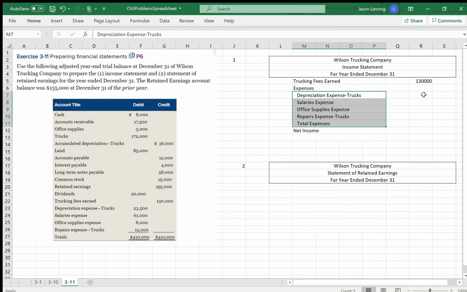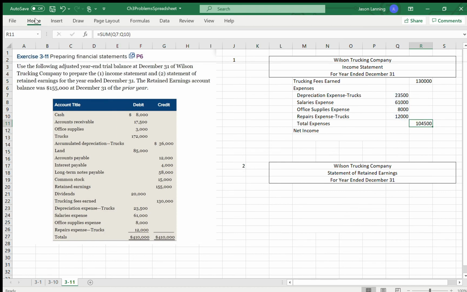Okay. So our expenses, depreciation expense for the truck was, where did it go? 23.5. Salaries expense was $61,000. Office supplies expense was $8,000. And repairs expense for trucks was $12,000. So if we total these, this would be total expenses, and we'll put a total over here. And the total of our expenses is $104,500. We will bottom border there.